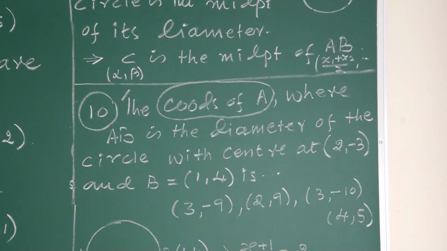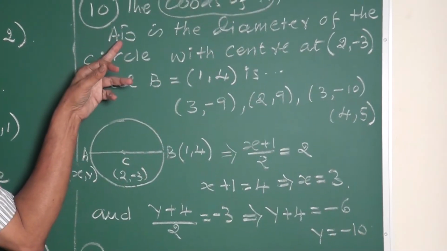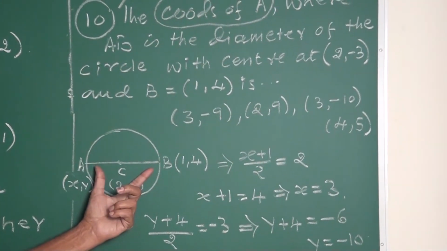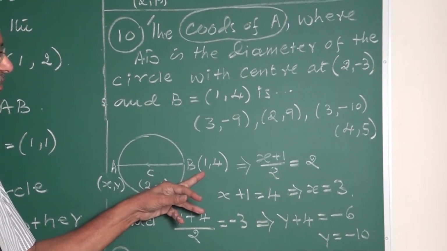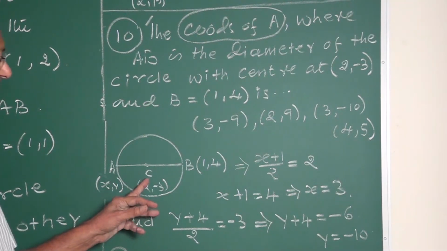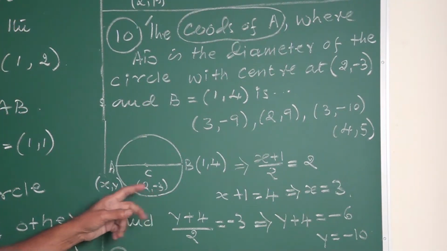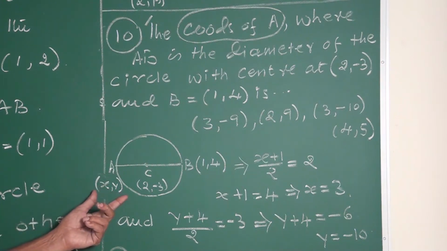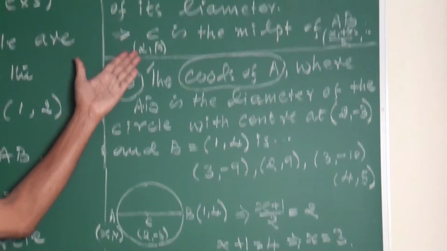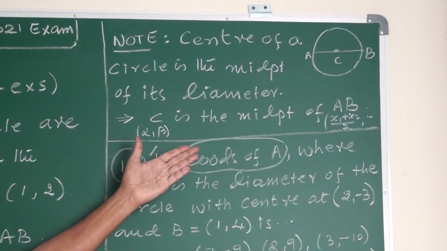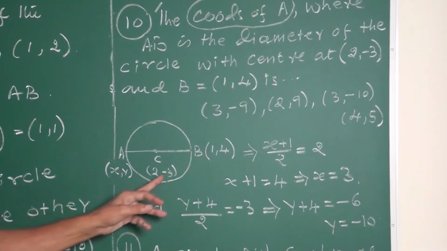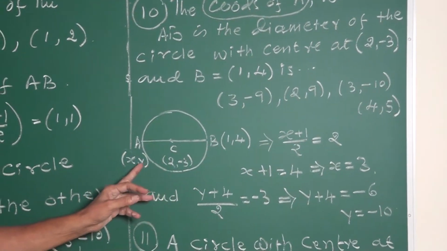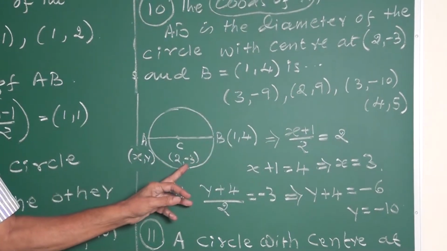See, this is AB. What is given, my friend? AB is the diameter, in which one end is given, B. What is it? (1, 4). Center is given. What is it? C, (2, -3). Then you wanted A, unknown. Take (x, y). Then I explained here, alpha is (x1 plus x2) by 2, and (y1 plus y2) by 2 is your beta.